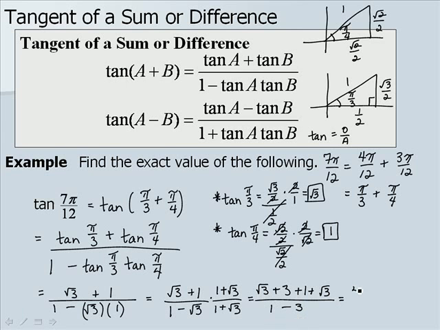So we have in the top 4 plus 2 square root of 3 over negative 2, and when we split these up over each of our denominators, we have 4 over negative 2 plus 2 square root of 3 over negative 2. So we end up with negative 2 minus the square root of 3 as our final answer.